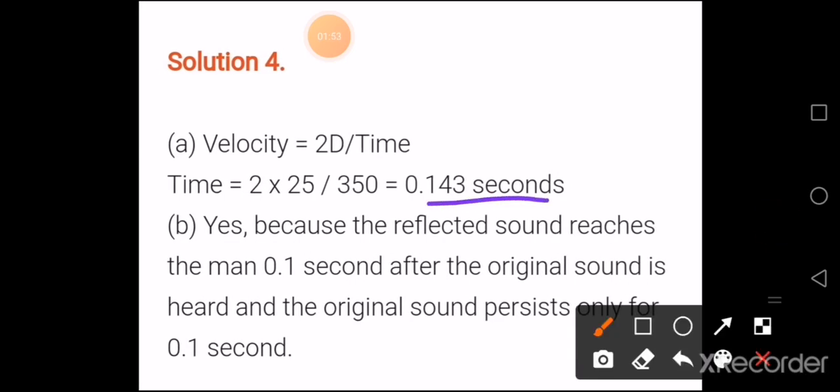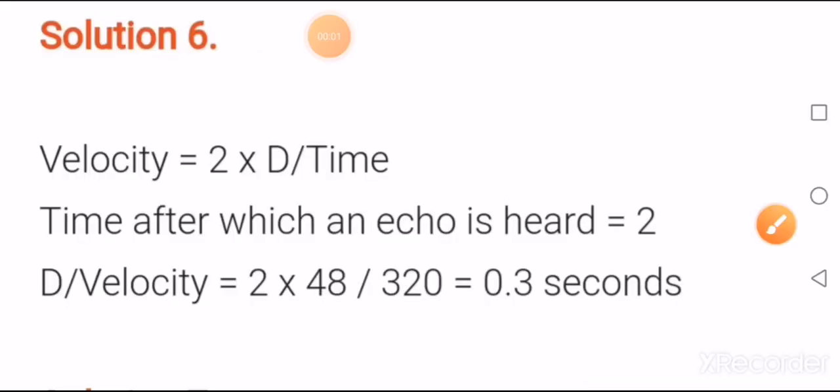Now here you have got the time to be 0.143 seconds, which is more than 0.1 second. So the man will be able to hear the echo distinctly. Got it? Now question number 5, you can do it as homework. Nothing, you have to find out the time. The equation is the same, no change at all, other values are given, you can find it out.